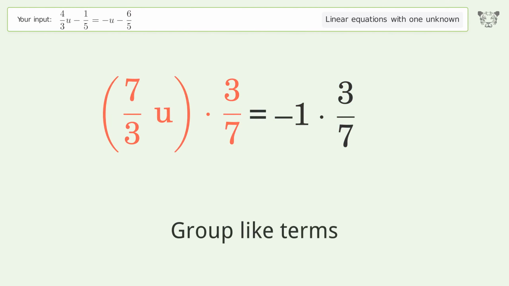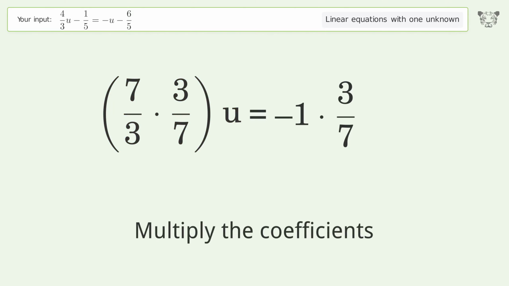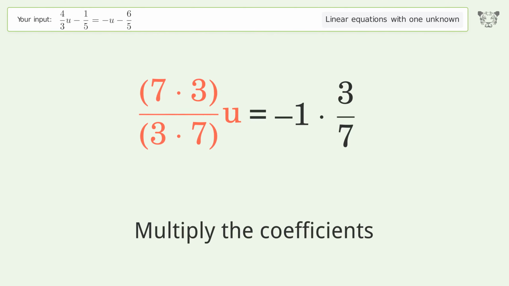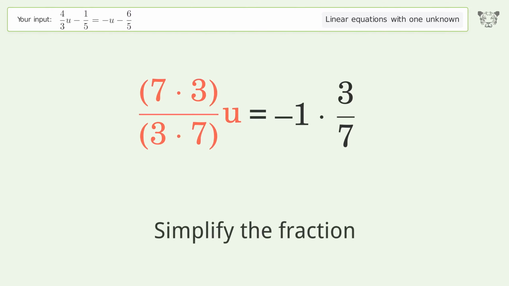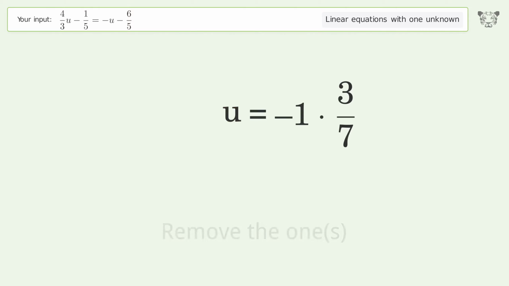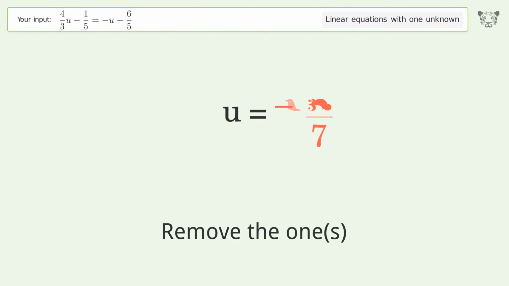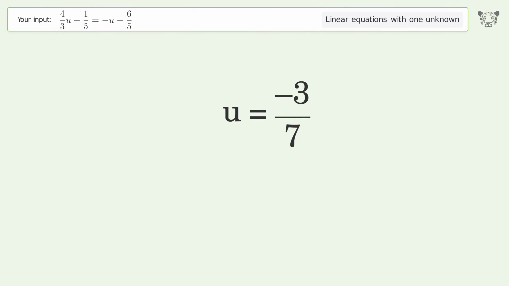Group like terms. Multiply the coefficients. Simplify the fraction. Remove the ones. And so the final result is u equals -3/7.